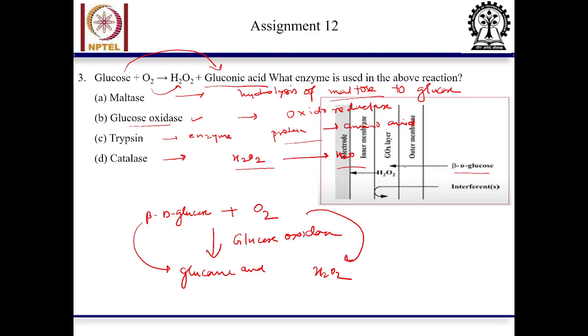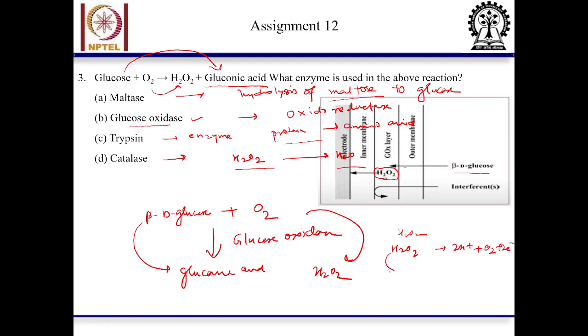Now what happens? In the inner layer only H2O2 can pass. That is another important thing. Here only H2O2 can pass through this membrane. So in the inner layer only H2O2 will be there. Now what will happen? Your H2O2 will go to 2H+ plus O2 plus 2e-.